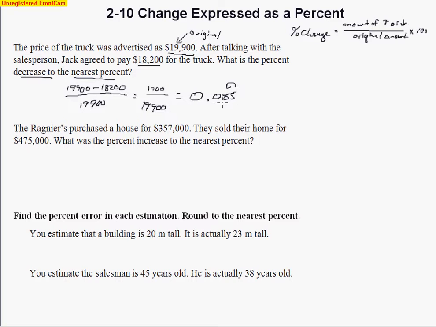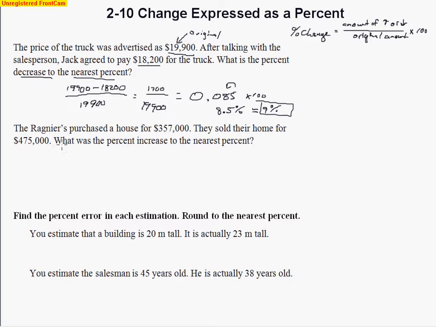And if I go ahead and change it to a percentage, I'd have to multiply this by 100. And when I do that, you notice how it's going to be 8.5%, but they wanted us to round to the nearest percent, so we'd say this is about 9%. Well, let's take a look at the next one.